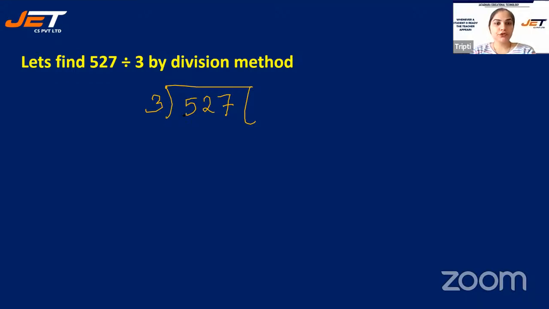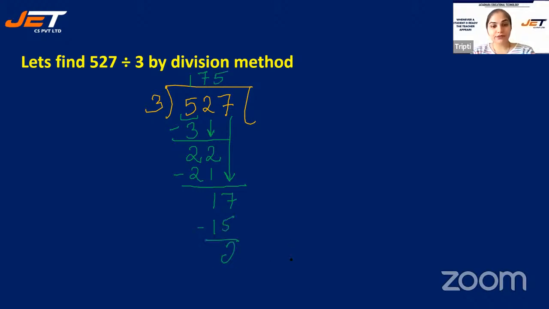Okay. So here, 3. Do you see 5 in the table of 3? No. Less than that is 3 times 1 is 3. Subtract. 5 minus 3 is 2. Bring down 2. Now this has become 22. 22 in the table of 3? No. 3 times 7 is 21. 22 minus 21 is 1. Bring down 7 again. 17. No. 3 times 5 is 15. Subtract. 2 is the remainder. 175 is the quotient.